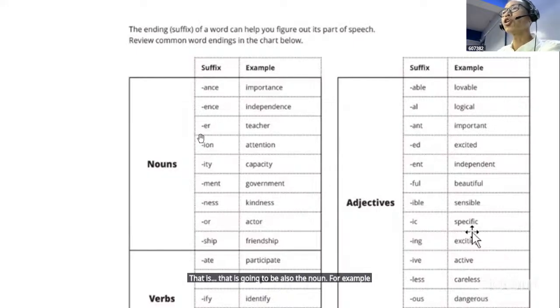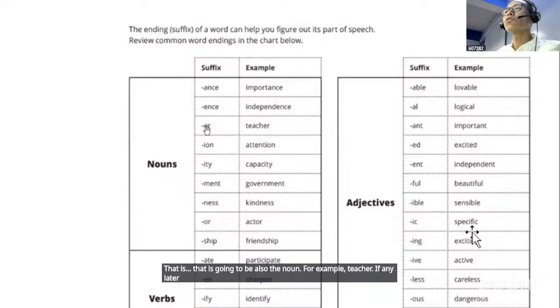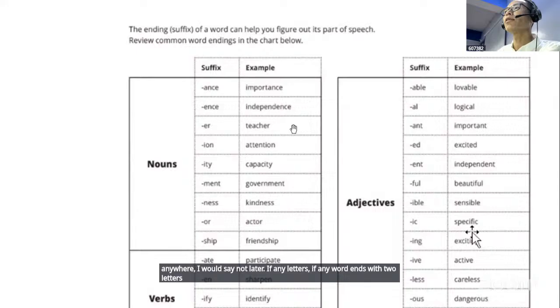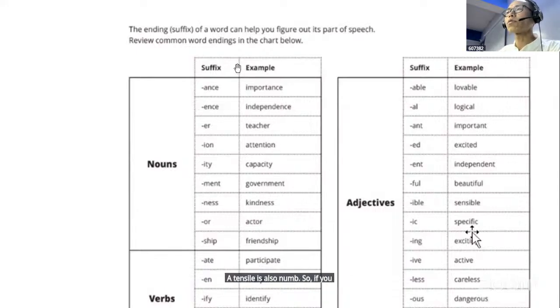For example, teacher: if any word ends with the two letters ER, that is also a noun. Attention is also a noun. So if you know the shortcuts, if you only know the suffixes of certain nouns, perhaps it would make your reading more flexible and easy to understand, right?